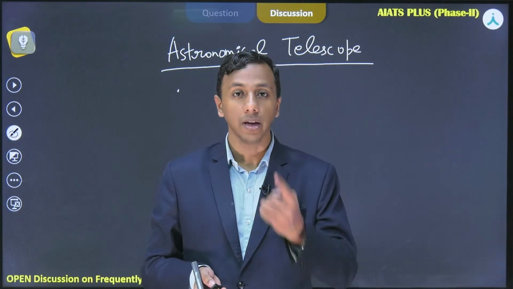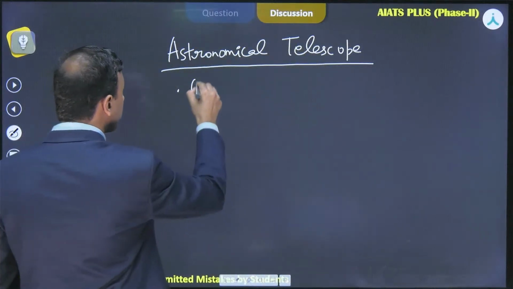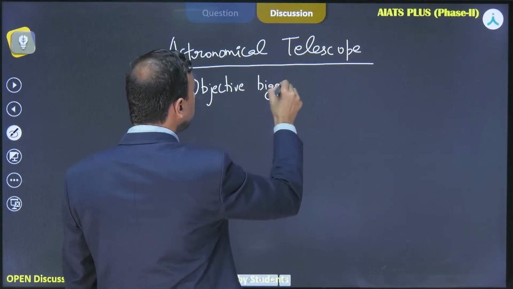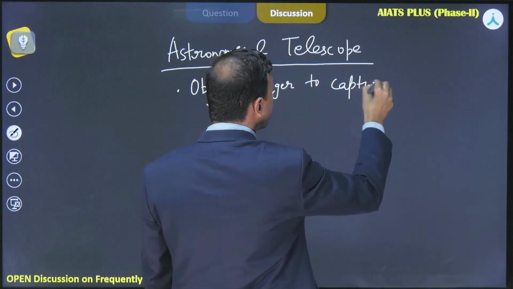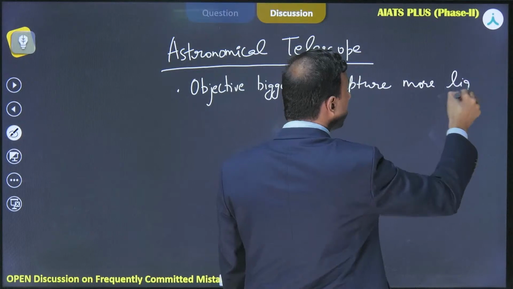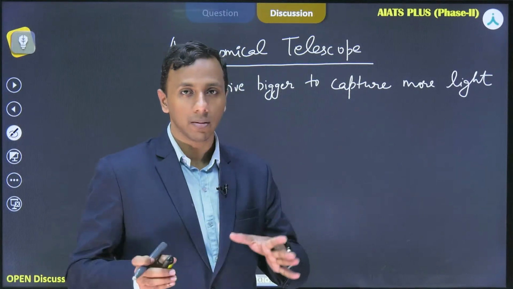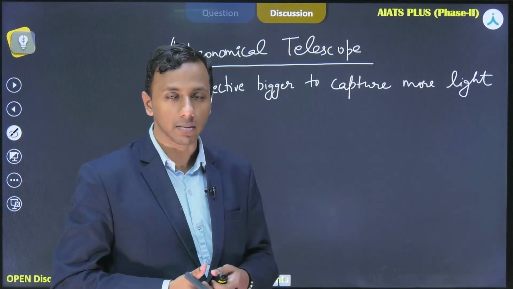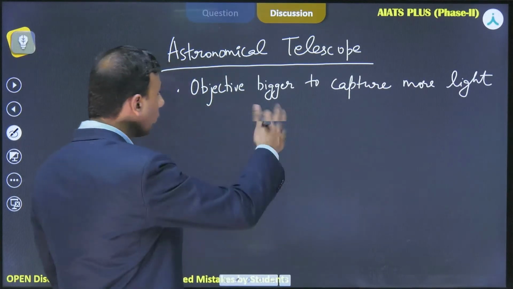In the compound microscope, which lens was bigger, the objective or the eyepiece? Over there the eyepiece was bigger, but over here the objective will be bigger. So you can write down: objective is bigger. Why? To capture more light that is falling from a very, very far away object. Light itself is coming with difficulty, and if you enlarge your objective, light will easily enter. If the objective is made smaller, light will find it even harder to enter. So that is why the objective is bigger.